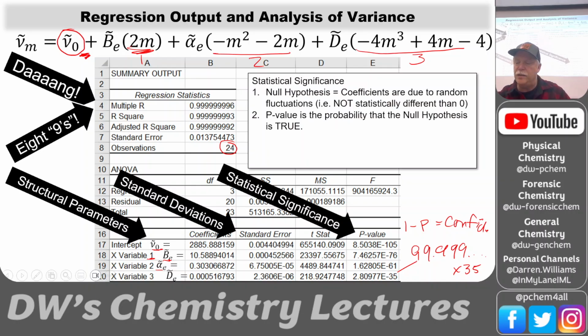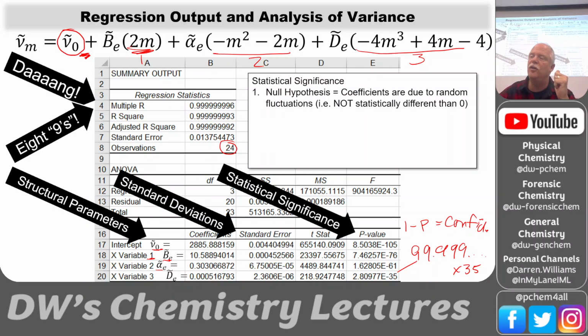So our null hypothesis, this is just a little bit of background on the statistics. You really shouldn't be quoting p-values in anything unless you know what the null hypothesis is, because the p-value is the probability that the null hypothesis is true. So the null hypothesis is that the coefficients are all zero. That's another way to state it, okay? That there really is no statistically significant nu zero or B or alpha E. That fluctuations in the data gave us that value.